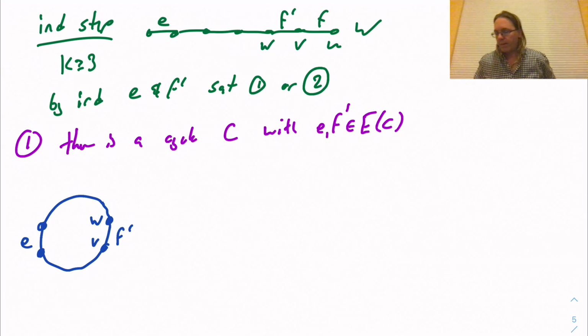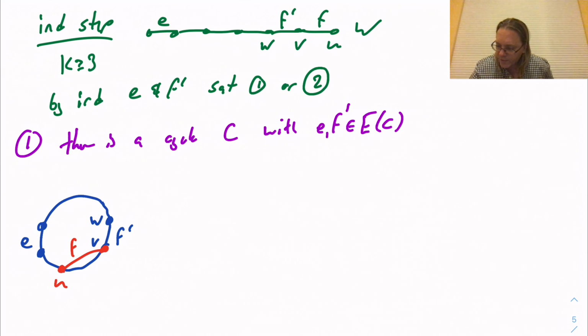So where's the edge F? Well, there are kind of two possibilities. The vertex V is one end of the edge F. Where's the other end of F, the vertex U? Either it's on this cycle or not. And you can pretty easily see if I draw it on this cycle, like so, for instance.